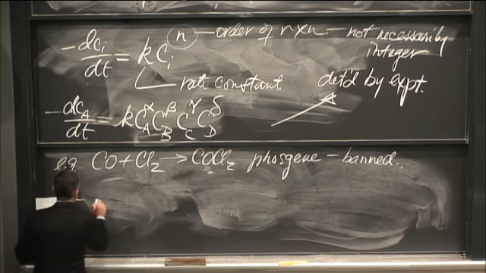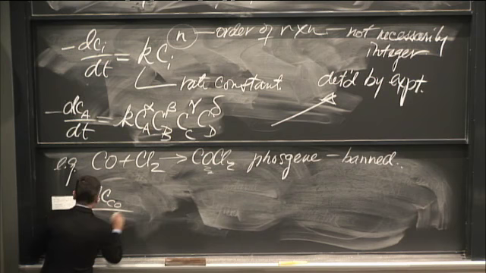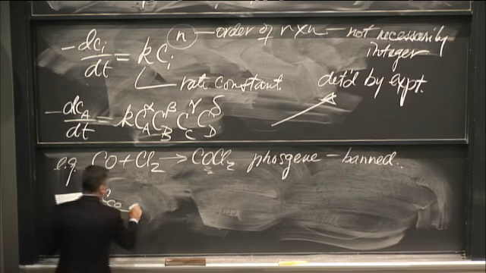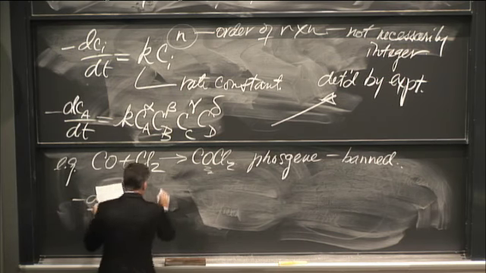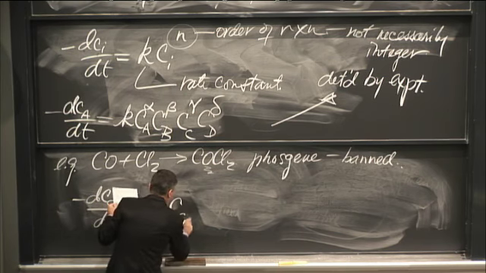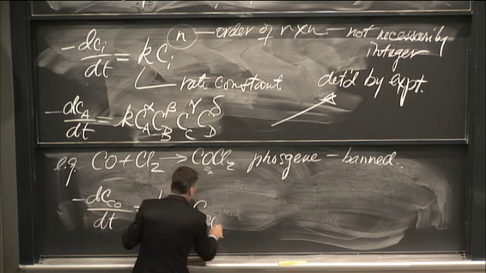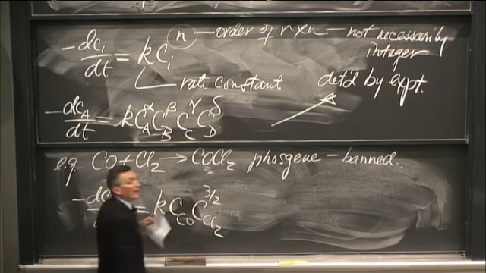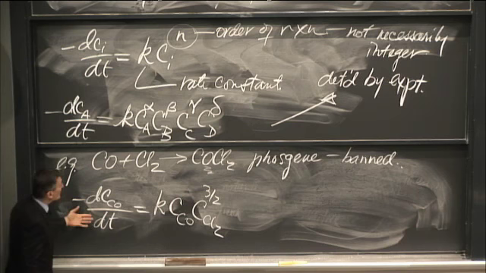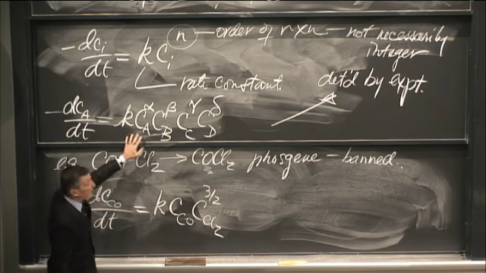So here's the kinetics of it, dC by dt. This is the rate of consumption of carbon monoxide determined by experiment, goes as the concentration of carbon monoxide and the concentration of chlorine raised to the power 3/2. So what I've done is mimic here.